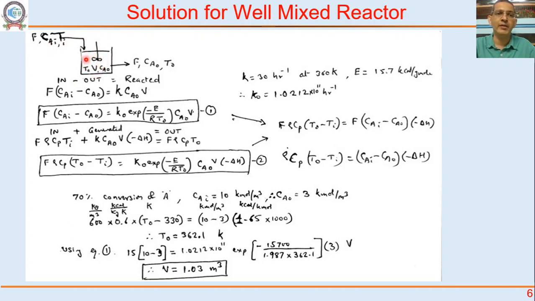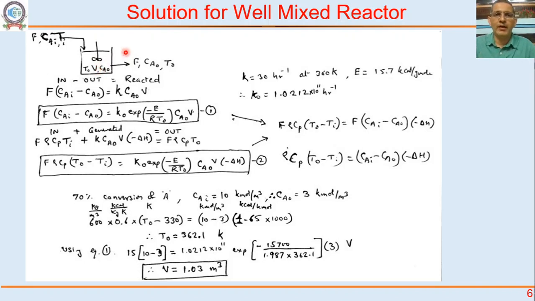So what does that mean? Concentration and temperature anywhere in the reactor is constant. It is the same, equal to outlet concentration. So outlet flow rate is F, Ca0 is the outgoing concentration, T0 is the outgoing temperature. Now this reactor, everywhere inside temperature is T0, everywhere inside concentration is Ca0, right? What we want to find out is this volume.